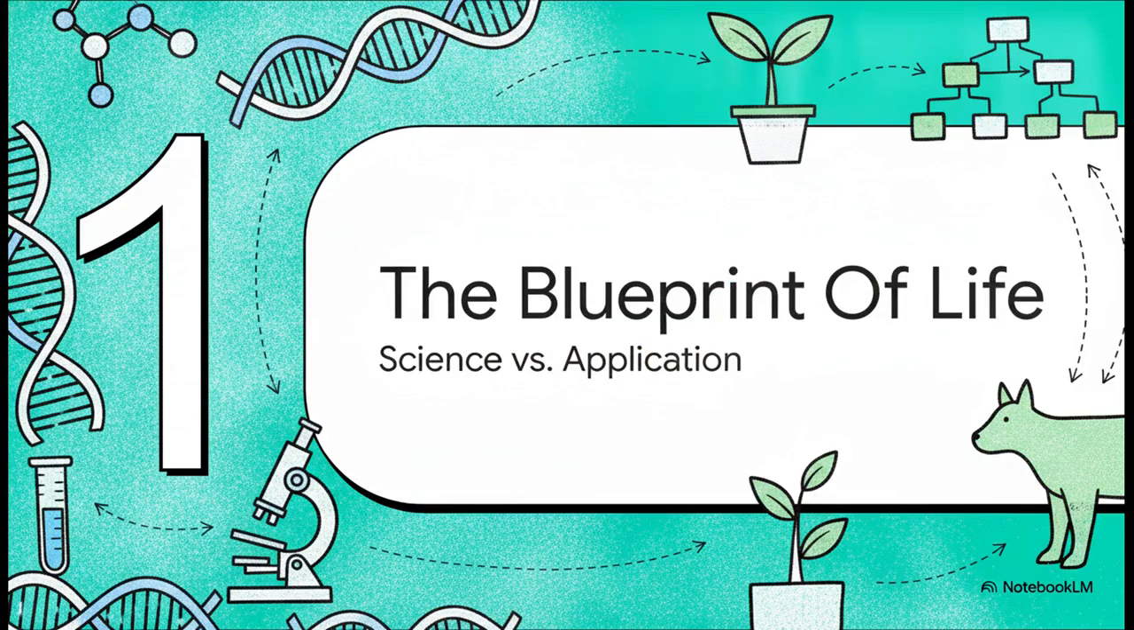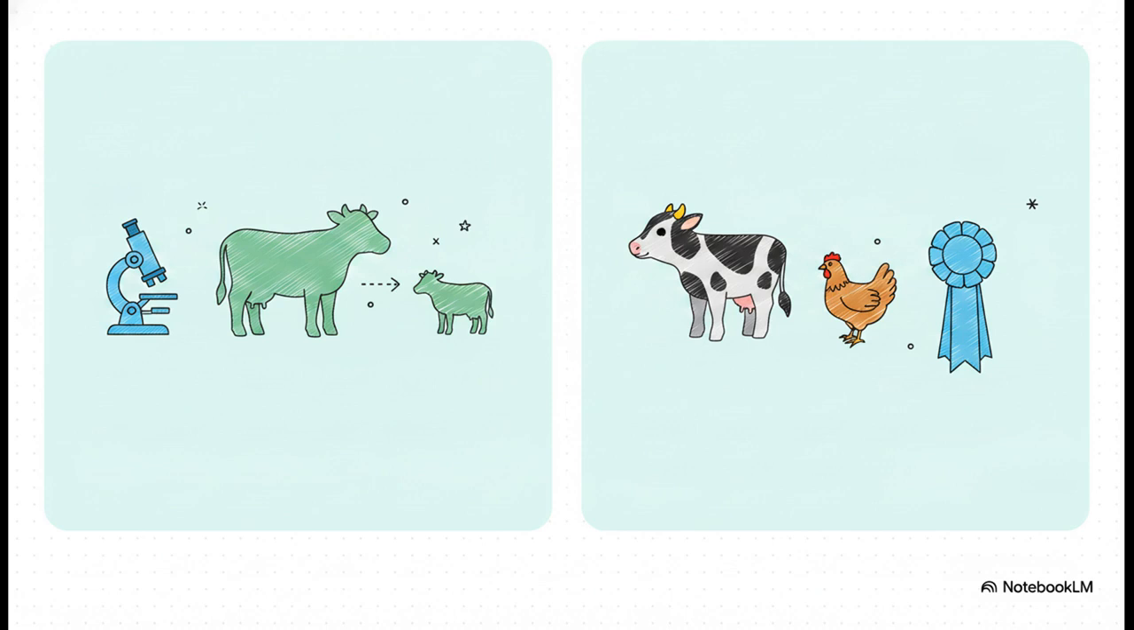All right, Section 1, the blueprint of life, science versus application. To truly grasp this field, we kind of have to split it into two distinct but deeply connected camps. On one side, we've got animal genetics. This is the fundamental science. It deals with the study of heredity and variation. Basically, it's the biological mechanics of exactly how characteristics are transferred from parents to their offspring.